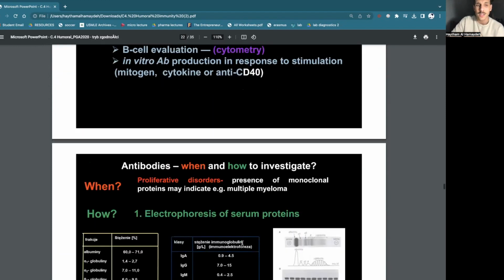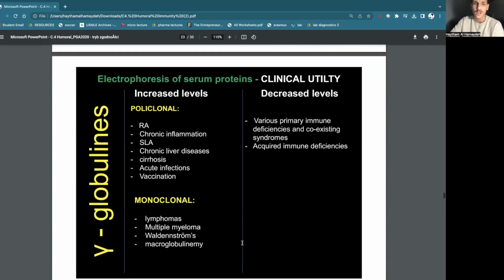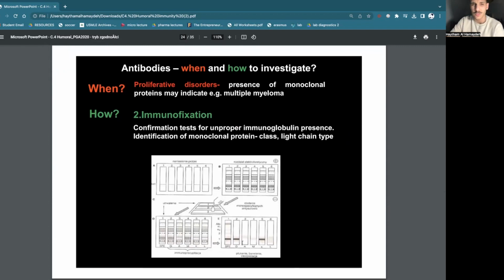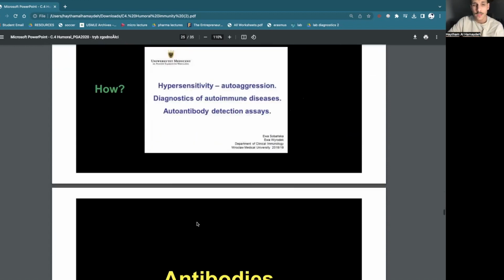And then in proliferative disorders, we can use electrophoresis of serum proteins, okay, or immunofixation, okay. I'm not going to dive deep into those, but just read it quickly. And for autoimmune diseases, we can detect antibodies using class 8 methods, and these are going to be discussed in the future.